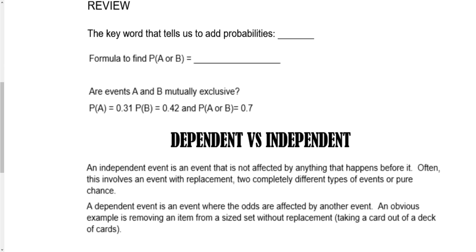So let's review a little bit what was just on the quiz. So when we do probabilities, there is a keyword that tells us that we're going to have to add the probabilities up. You guys remember what the keyword was? Yeah, it's the word "or."